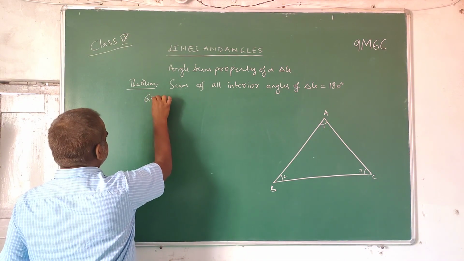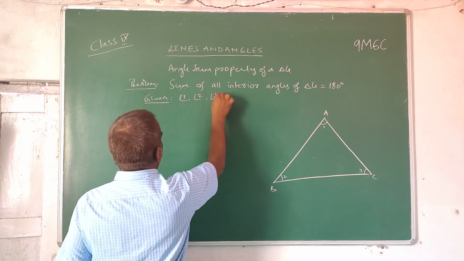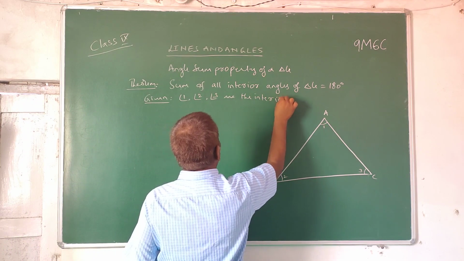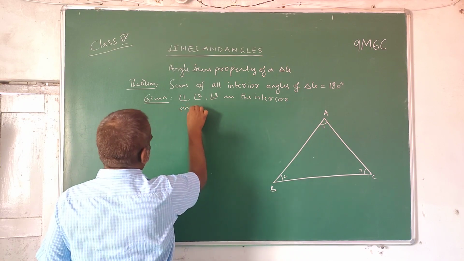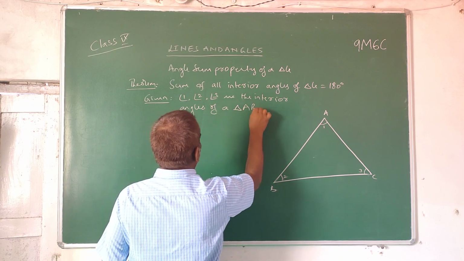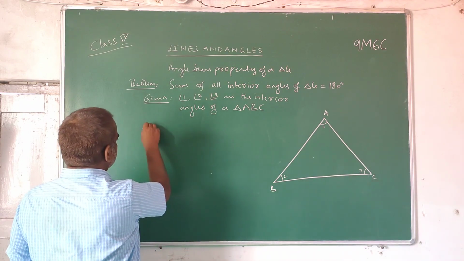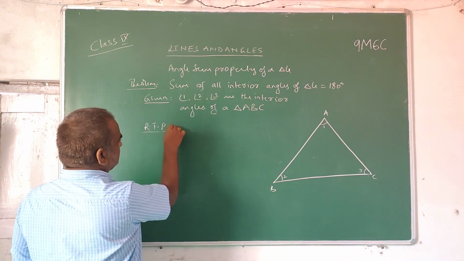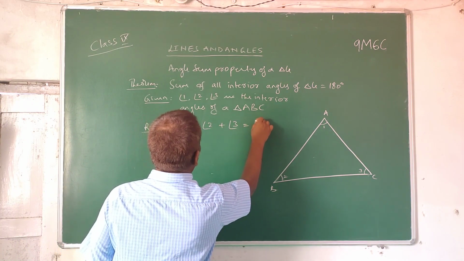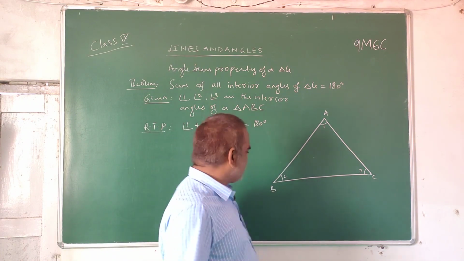Given: angle 1, angle 2, angle 3 are the interior angles of a triangle ABC. This is given. What is required to prove? Required to prove is angle 1 plus angle 2 plus angle 3 equal to 180 degrees. So the sum of the three interior angles is equal to 180 degrees.